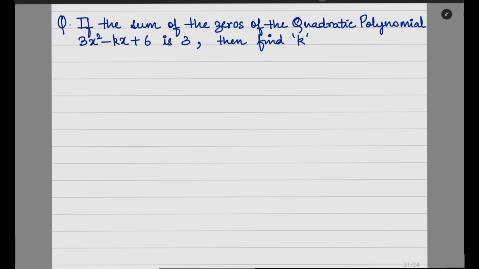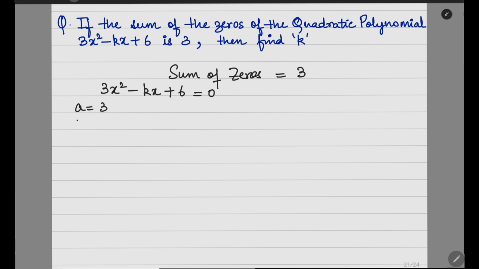Okay. So if the sum of the zeros of the quadratic polynomial is given as 3, find k. Okay, it's only the sum that is given. Let us do it. So you are given sum of zeros is equal to 3. From the given polynomial, 3x square minus kx plus 6 equal to 0. Okay, so a is nothing but 3, b is nothing but minus k, and c is nothing but 6.